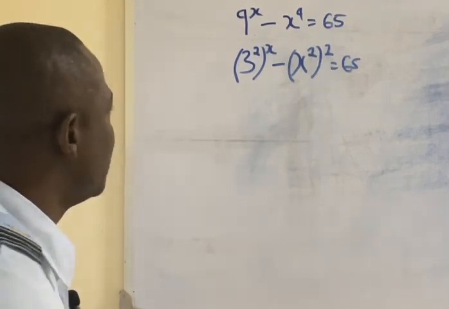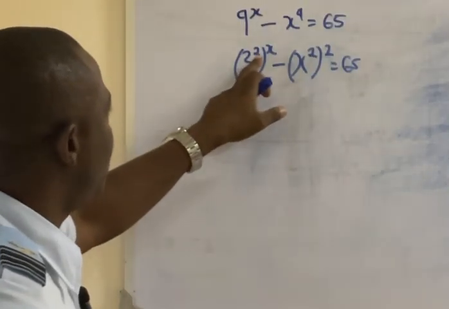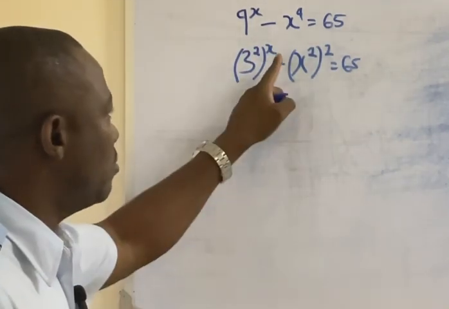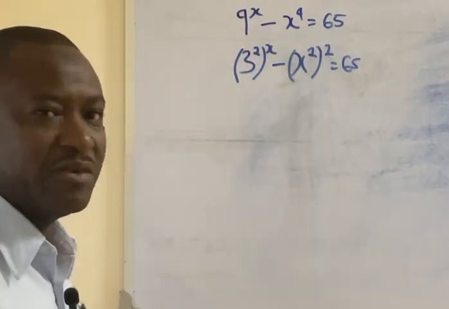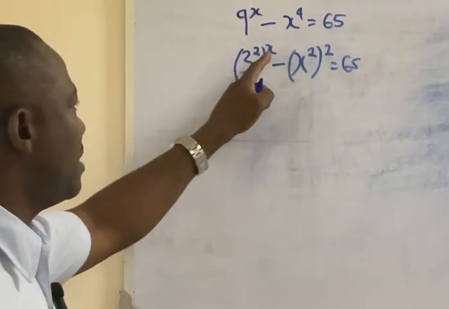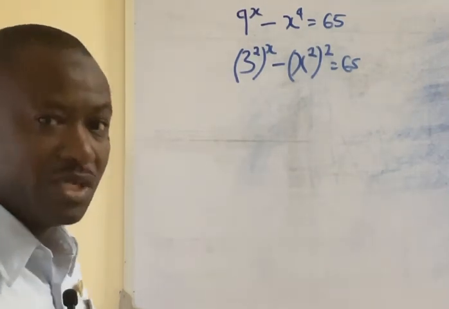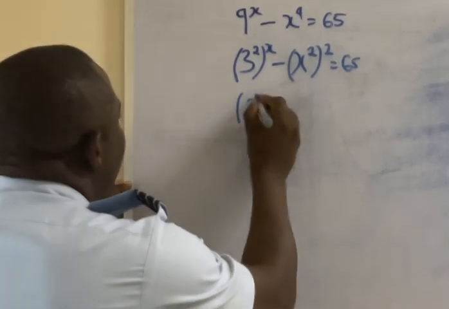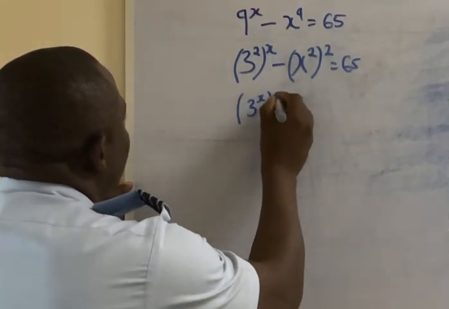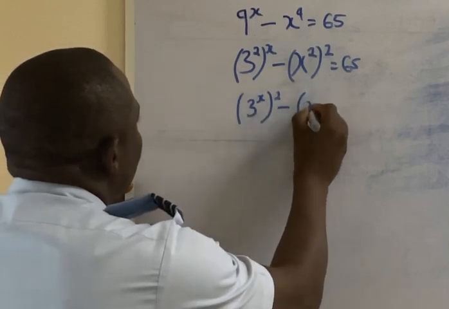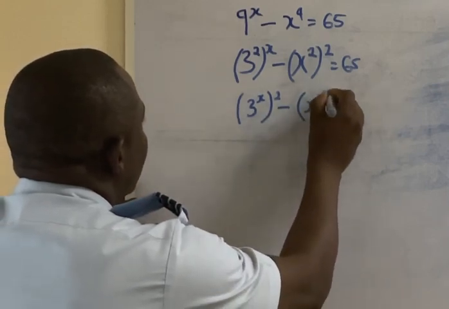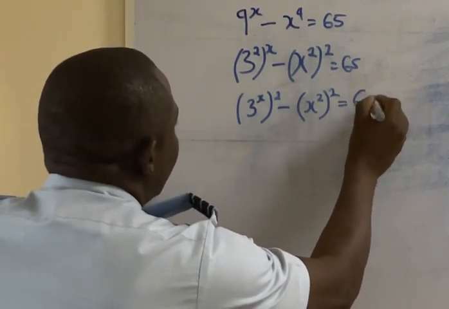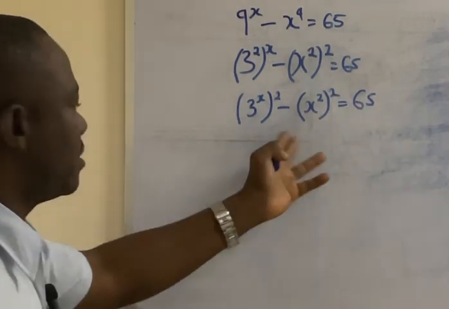Now this 3 raised to the power 2 raised to the power x can also be manipulated. We can move x into the bracket and bring 2 out of the bracket. It hasn't changed anything. 2 times x is 2x and x times 2 is still 2x. Nothing has changed. So we can write it as 3 raised to the power x, squared, minus x squared, power 2, is equal to 65.